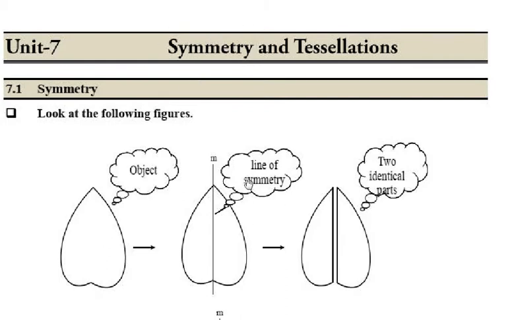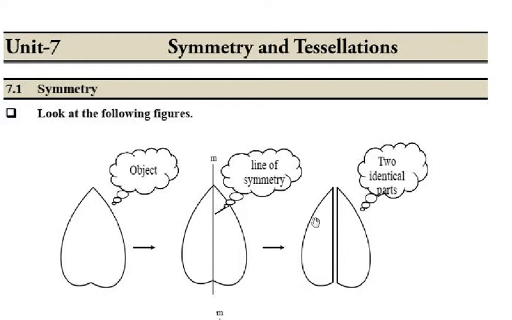That symmetry means identical. It means same. The line of symmetry means the line which divides one shape into two equal parts. You can see this is the heart shape object, and this M is a line. This is the line of symmetry, and this line of symmetry divides this heart shape object into two equal halves.